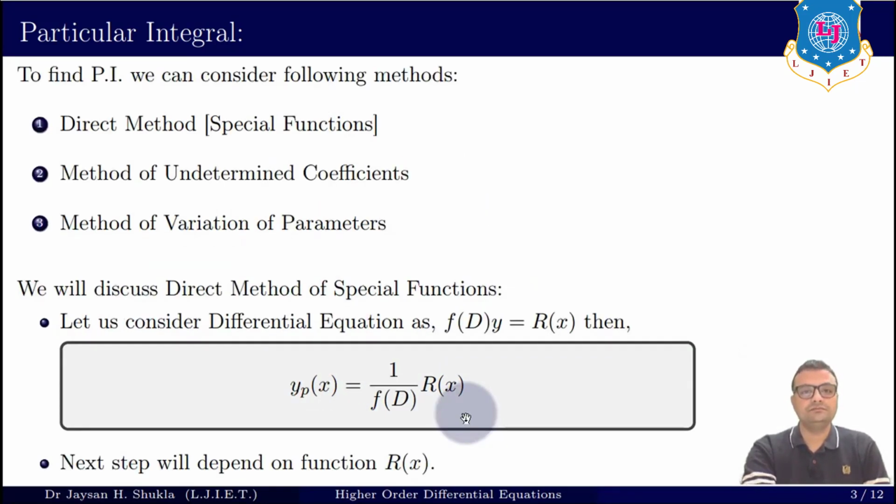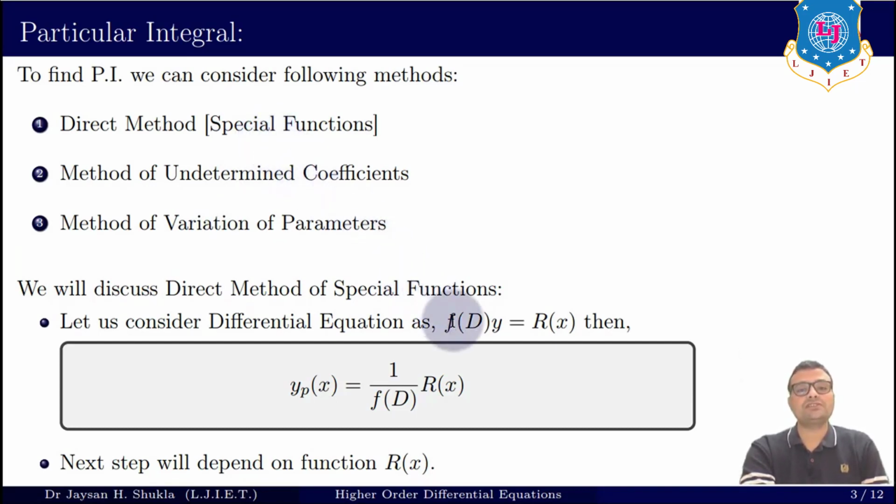Now let us move further for particular integral. For particular integral, there are four techniques, out of which we are focusing on these three in this video series. Right now we are at this direct method for the special functions, in which we are focusing on sine or cos functions after discussing exponential function. Later on, we'll also focus on these two methods, method of undetermined coefficients and method of variation of parameters. So let us start our method for special functions, in particular for sine or cos.